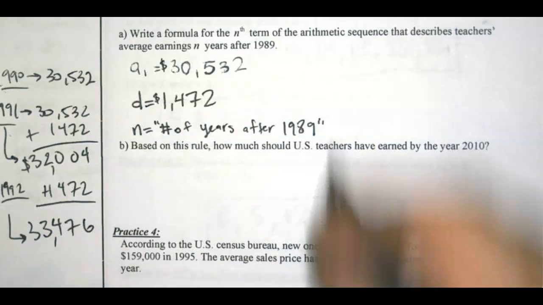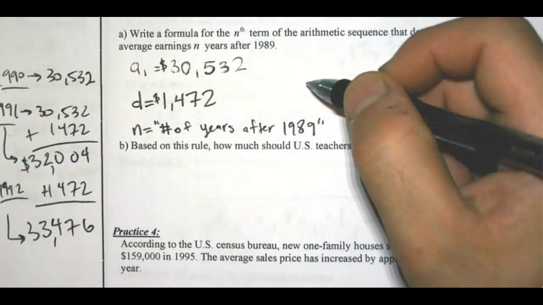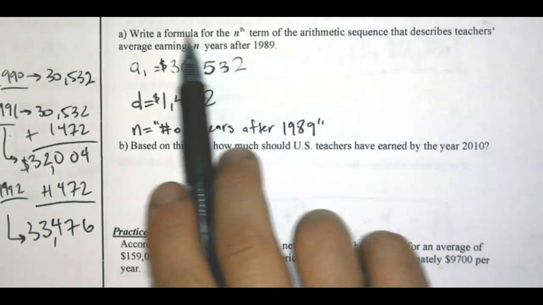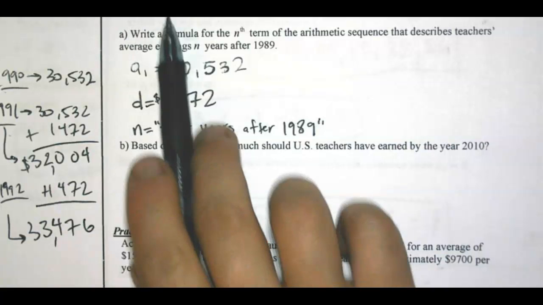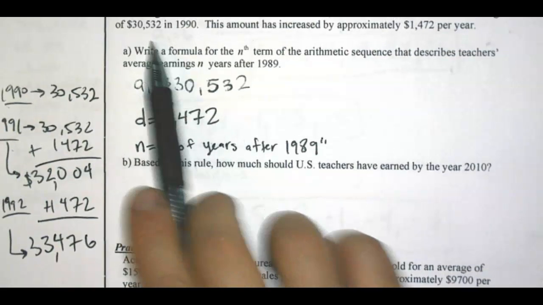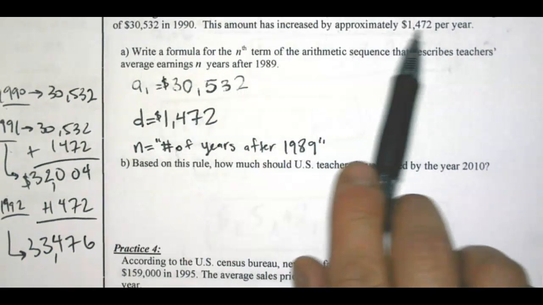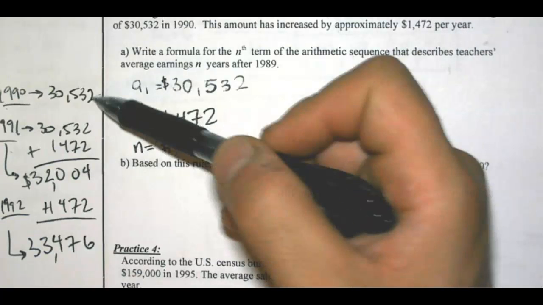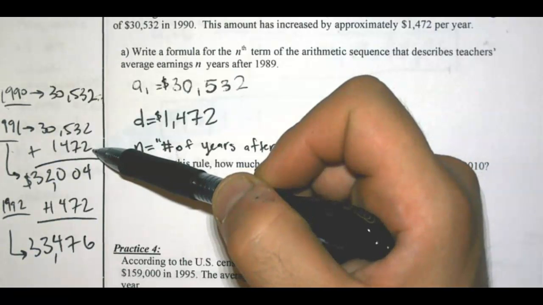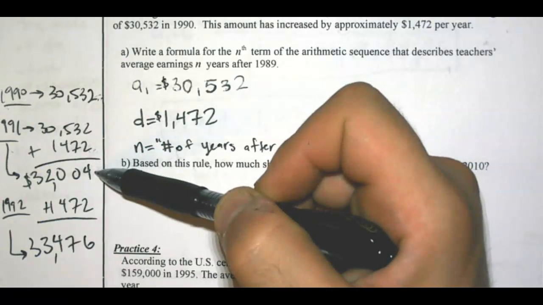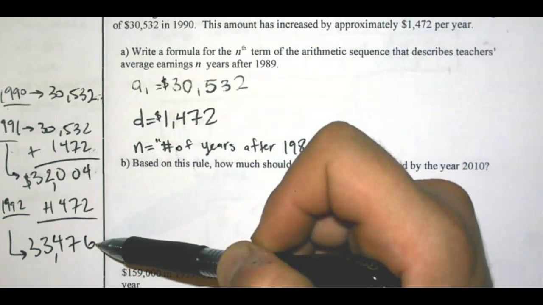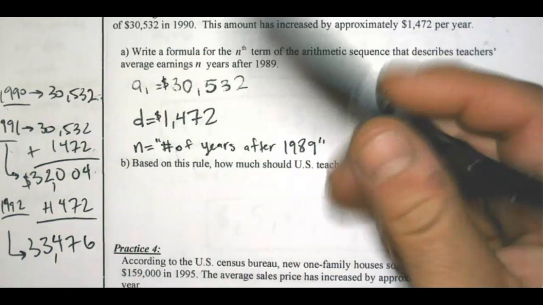So this next one's testing our ability to not just use the formula, but actually simplify it a little bit. I already wrote a few things down here, guys. It says in 1990, teachers earned approximately $30,532, and that amount has increased every year by about $1,472. So basically, teachers earned this much in 1990. If you add the difference, what it's going up by, you get a little over $32,091. Add 1,472 again, and it's about $33,476 in 1992.